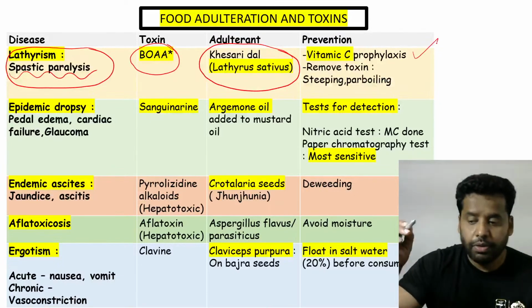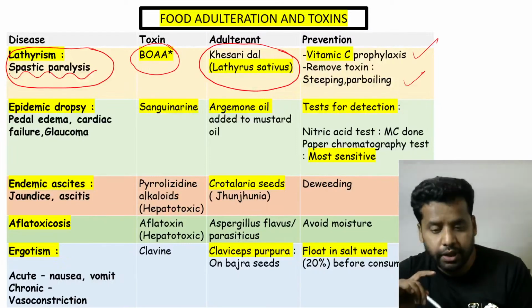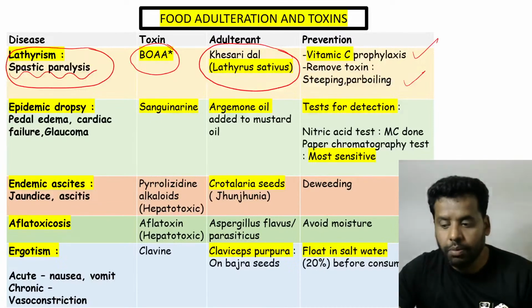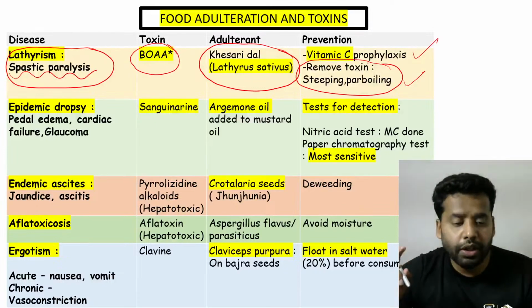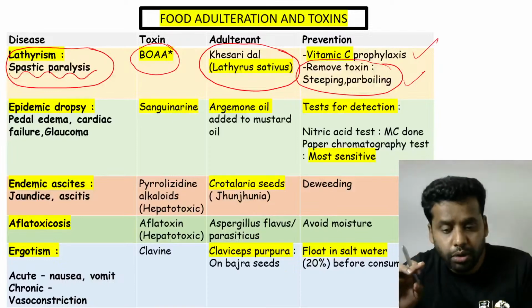Use vitamin C prophylaxis. First thing we advise, or use these procedures: steeping or parboiling has to be done. These two food processing techniques will remove this toxin. What is the toxin responsible? BOAA. How to remove this? Steeping, parboiling.